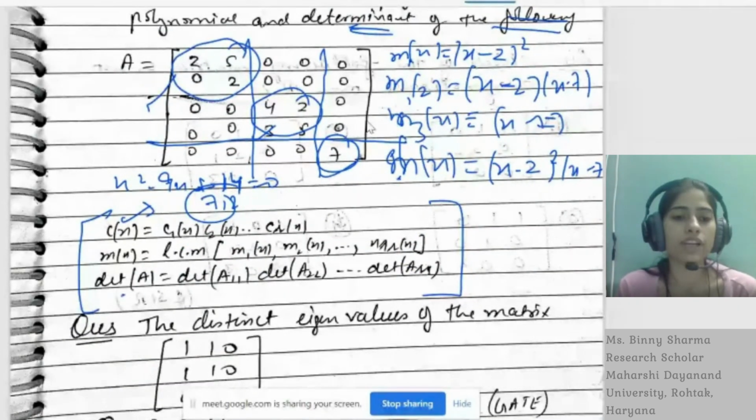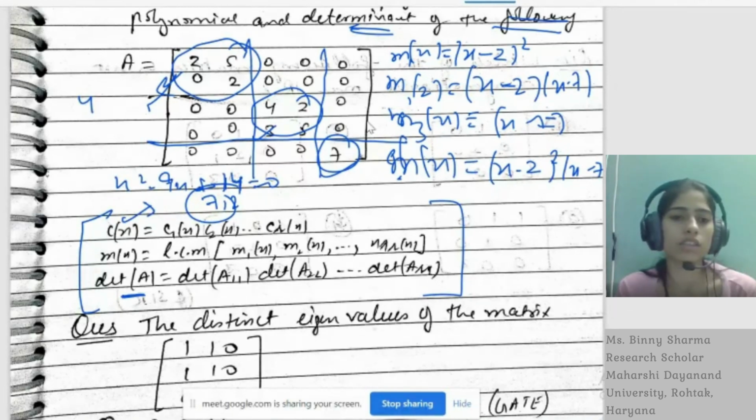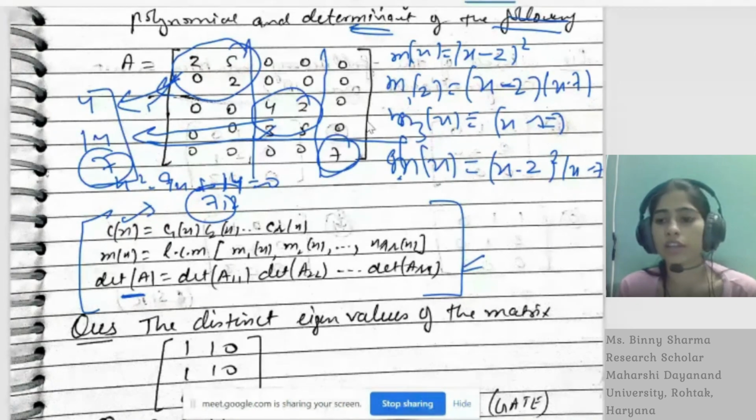And now we have to find the determinant of A. Determinant of this block is 4. That is 14, the determinant of the second block, and the third is 7. Just multiply this 4 into 14 into 7, we get the determinant of A.